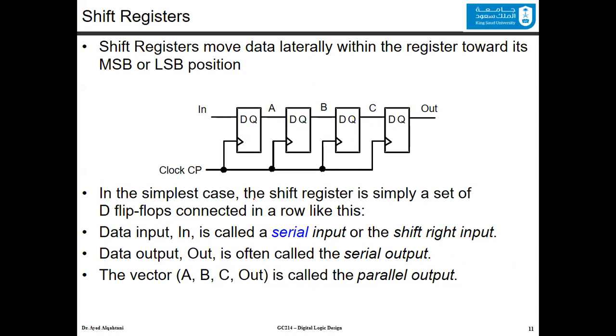In the simplest case, the shift register is simply a set of D flip-flops connected in a row, like what you see here. The data input, In, is called a serial input, and it's going to be shifted in the right direction. The data output, Out, is also called a serial out. So this is SISO, serial input and serial output. Now the vector A, B, C, and Out is called the parallel output.